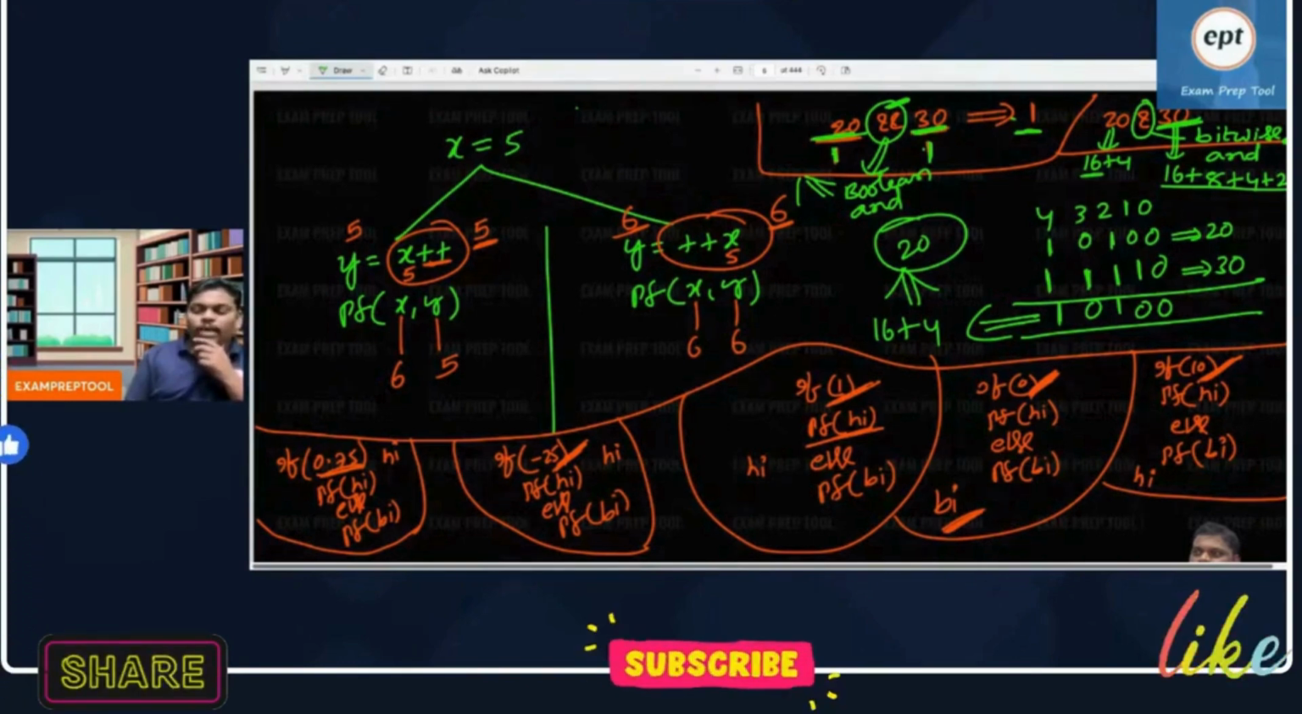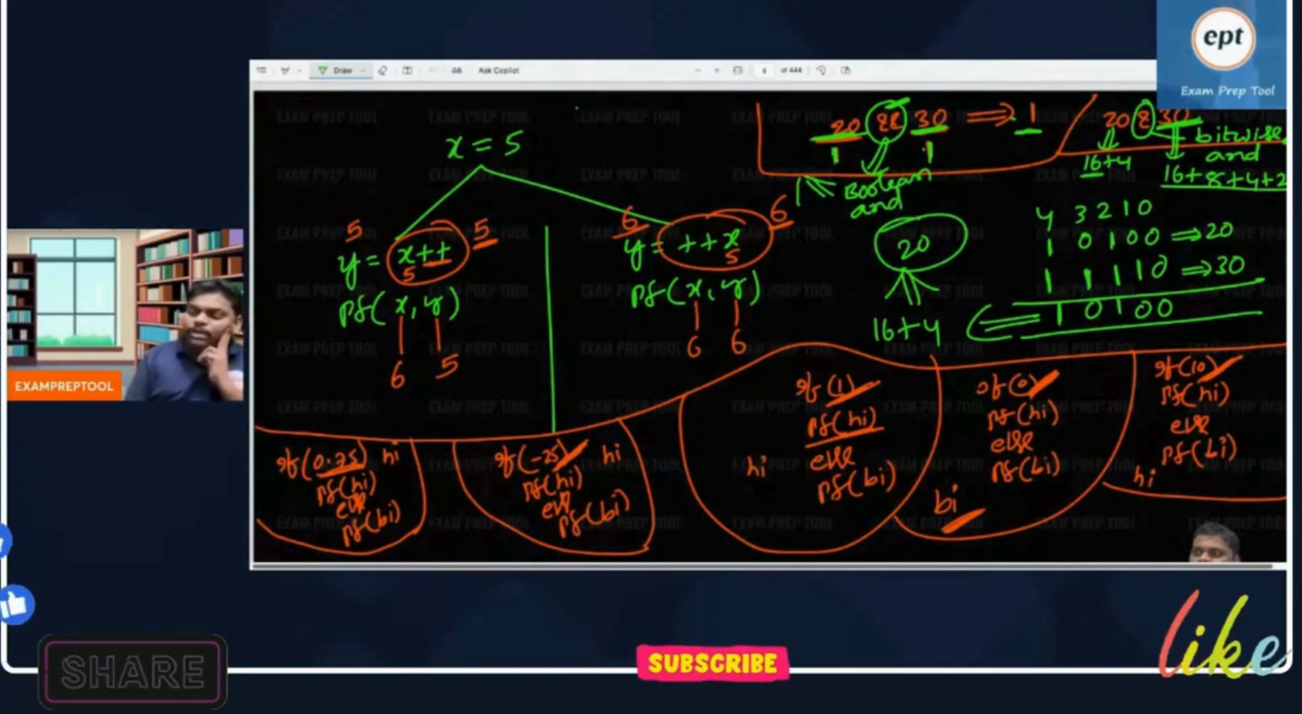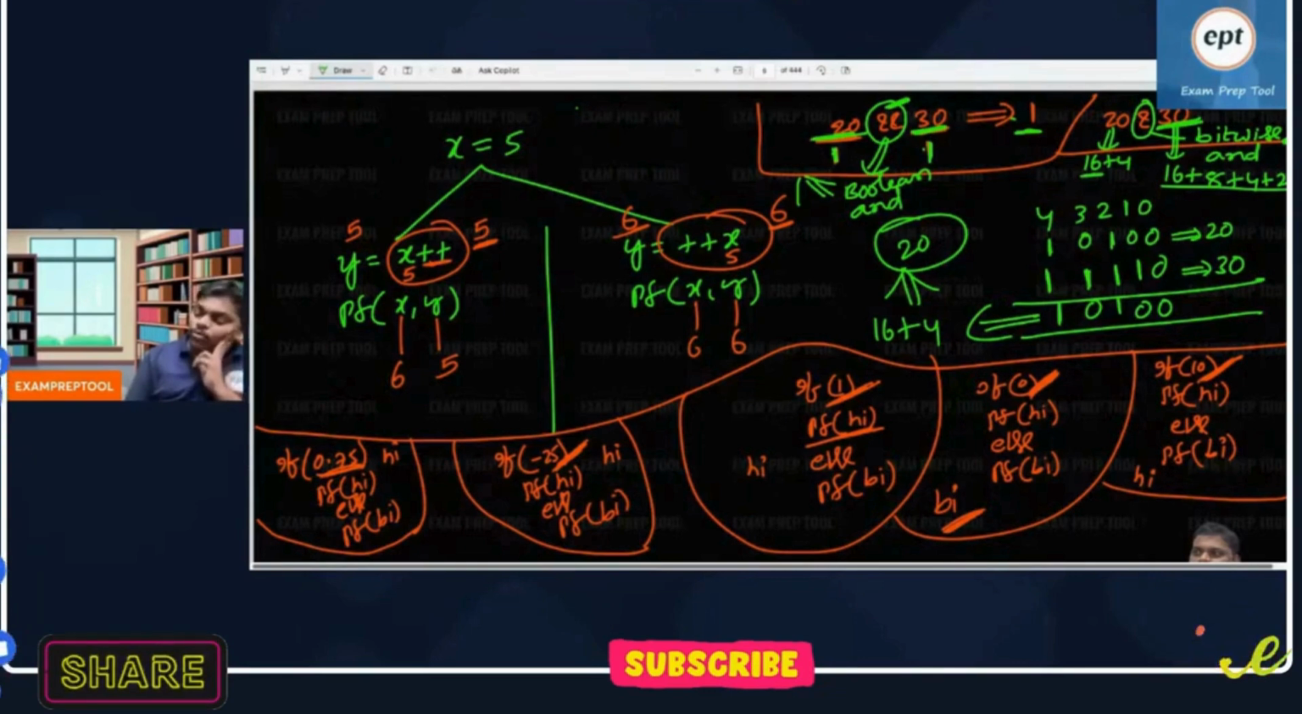One is going to be Boolean AND, also called relational AND or logical AND. One more is bitwise AND. When you say bitwise, you have to go bitwise, which means you have to convert to bits first. But when you say Boolean AND or logical AND, with the double ampersand, there is no need of bits. But when you say only a single ampersand, it's a bitwise AND.